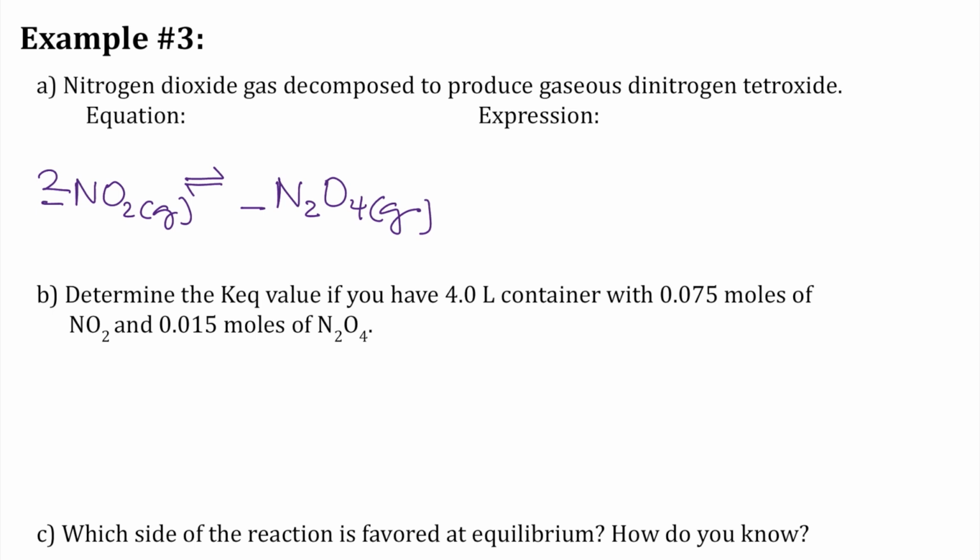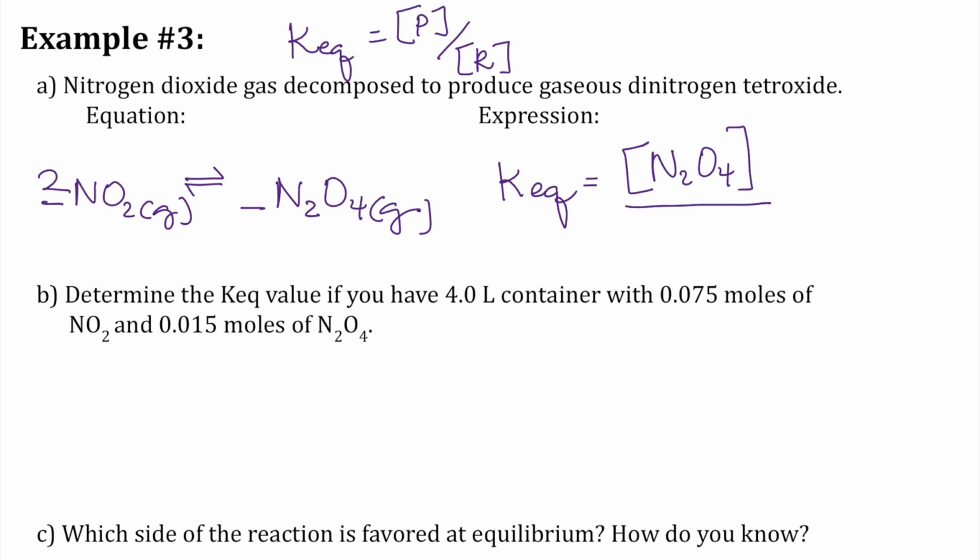Writing our KEQ expression, we need to make sure we're only including things whose concentrations can change. So both of these are gases, so both will be in there. We don't have to exclude anything from our KEQ expression. And KEQ, that is the concentration of our products to our reactants. And so our product N2O4 concentration on the top, you need those square brackets because we are looking at that concentration over our NO2. That NO2 though, we have 2 moles of it, so that is squared.